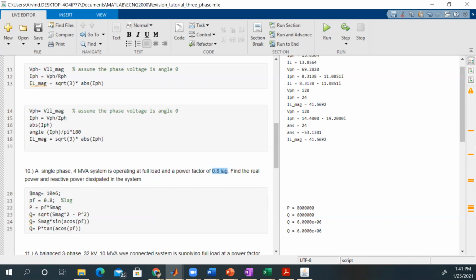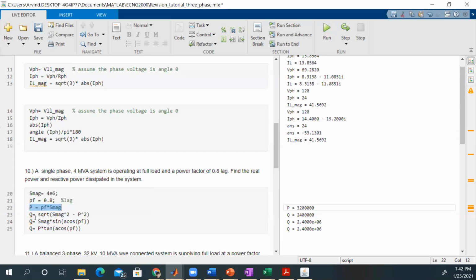Good. Oh, this is the wrong thing I have here. It's 4 MVA, not 10. 4 MVA system, right? So the magnitude of S is 4, operating at full load, fine. So the power factor is 0.8, and we want P, and P is simply S multiplied by the power factor, right? Let me rerun this. So we get 3.2, right? 0.8 by 4 is 3.2.